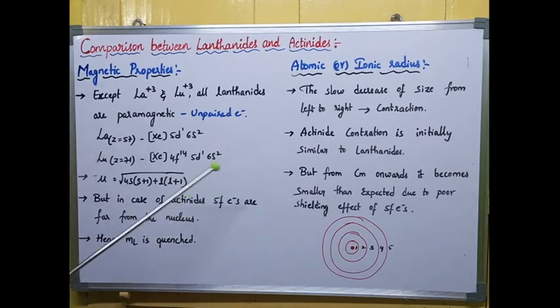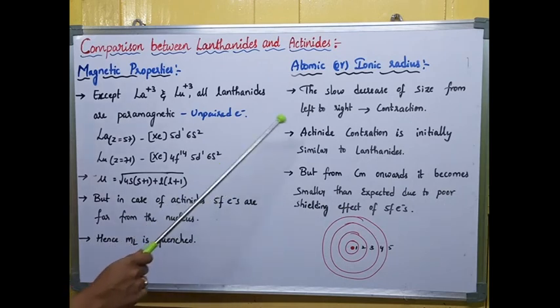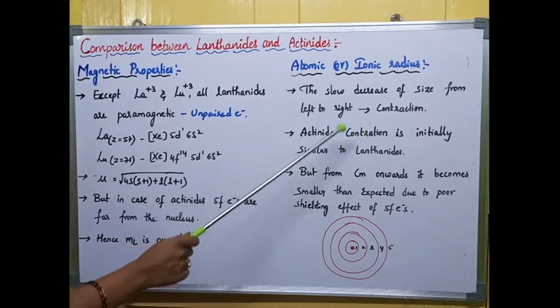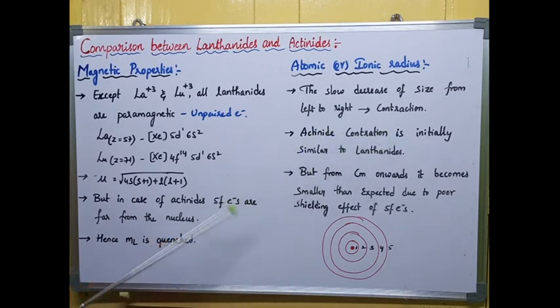This actinide contraction is similar to the lanthanide contraction in the initial stage. But as the elements move from left to right, from curium onwards, it becomes smaller than expected. This is mainly due to the poor shielding effect of 5f electrons. These 5f electrons cannot shield the nuclear attraction on the valence electrons.